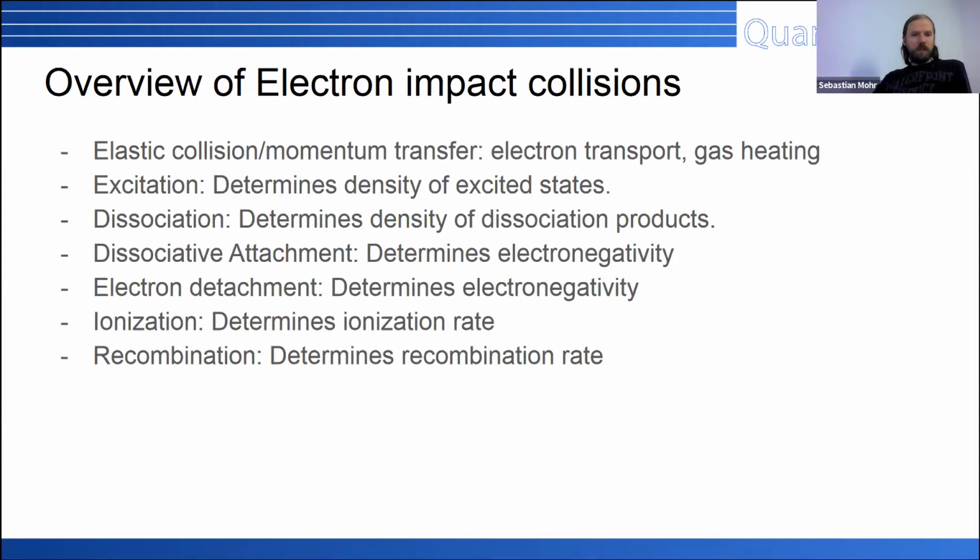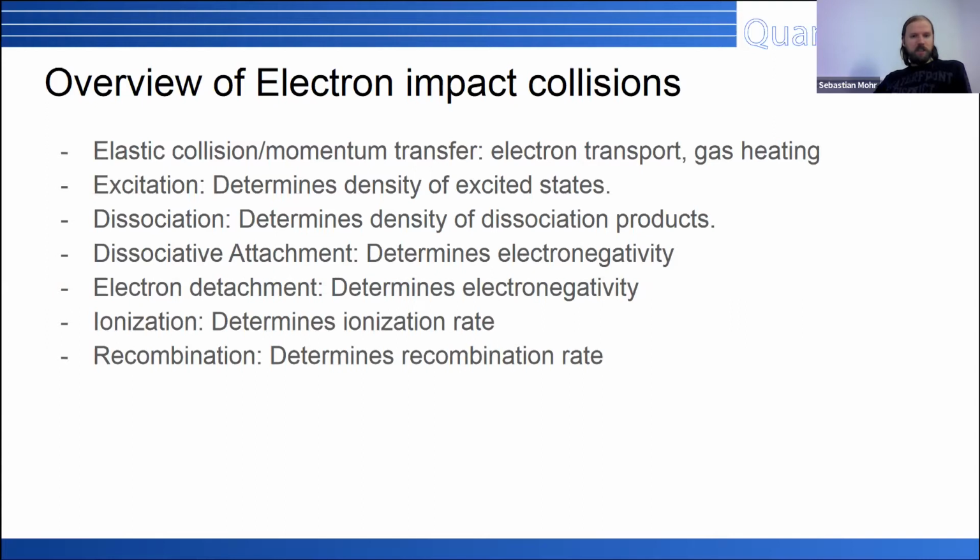In this case, the molecules are excited to an unstable state, which then dissociates into other neutral fragments. And in first order, these determine simply the density of the excited states or the dissociation products. Then you can have dissociative attachment, which forms negative ions from molecules, and also the reverse process, electron detachment, which detaches an electron from a negative ion.